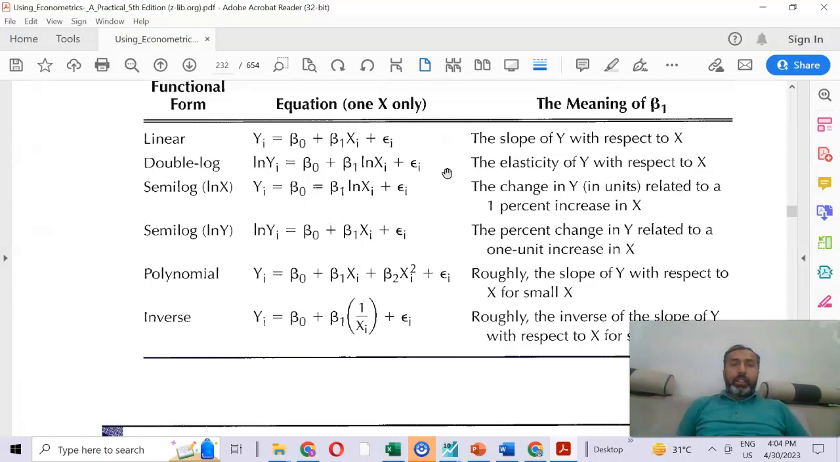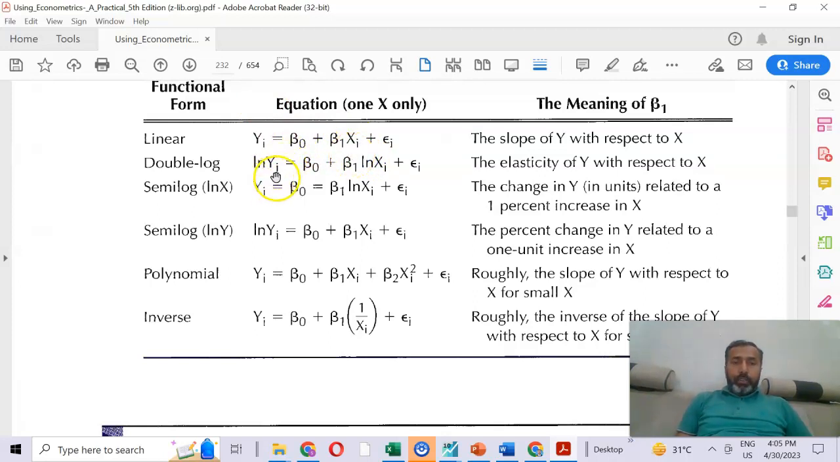The second part of the first assumption of the classical linear regression model is that the model should be linear. So a linear equation is written like this: yi is equal to beta naught plus beta 1 into x1 plus error term. Here the interpretation of beta 1 will be the slope of y with respect to x. In simple words, beta 1 will tell us by how many units the dependent variable changes if there is one unit change in x.